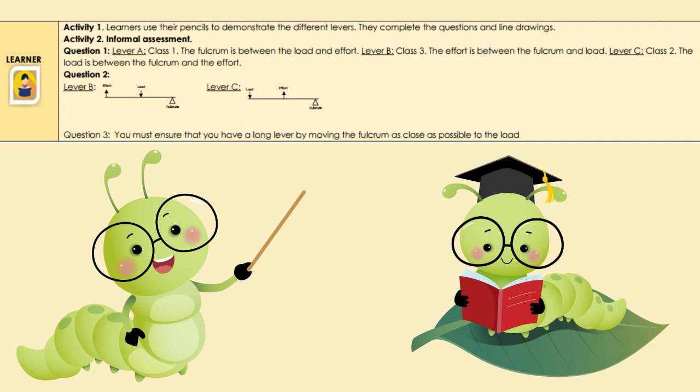Question 1. Lever A, Class 1. The fulcrum is between the load and effort. Lever B, Class 3. The effort is between the fulcrum and load. Lever C, Class 2. The load is between the fulcrum and the effort. Question 2. Lever B, Lever C. Question 3. You must ensure that you have a long lever by moving the fulcrum as close as possible to the load.